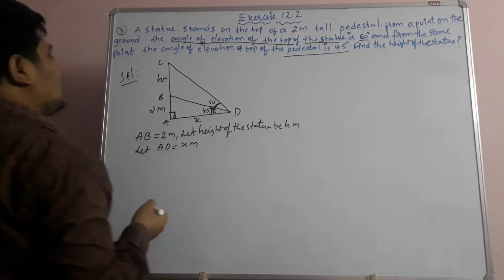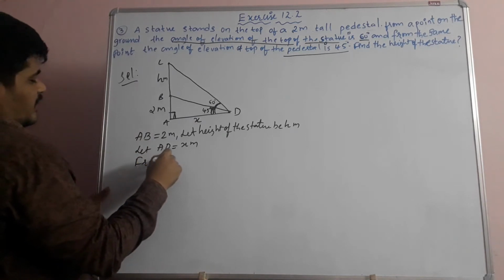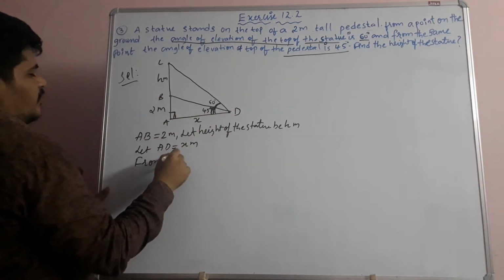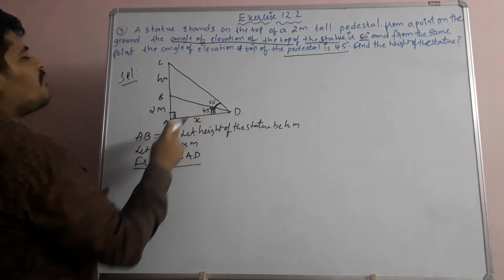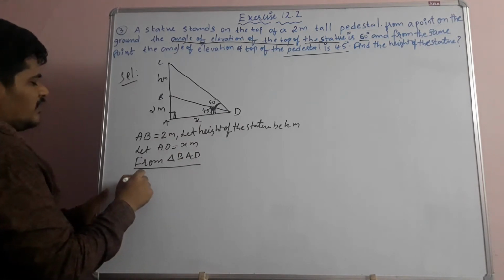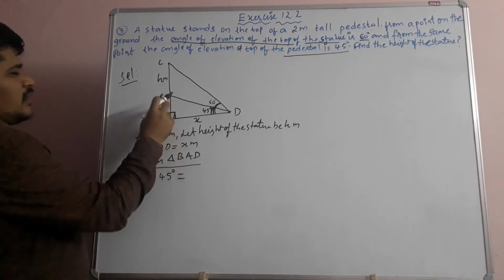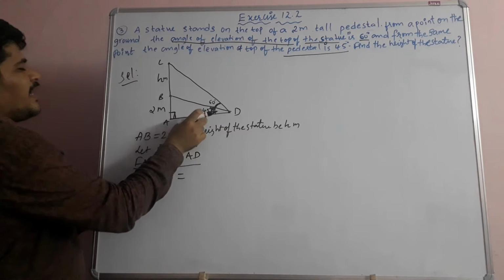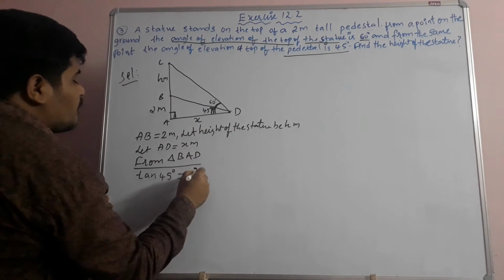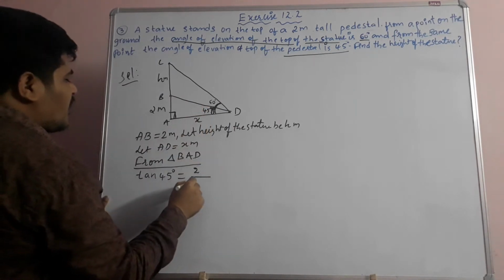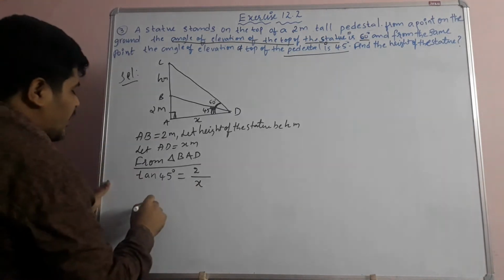Now I am taking triangle BAD. From triangle BAD, what is the angle of elevation? 45 degrees. So tan 45 degrees is equal to the opposite side to 45 degrees by the adjacent side to 45 degrees. The opposite side is 2 meters, and the adjacent side is x. We know the value of tan 45 degrees is 1. So 1 is equal to 2 by x.